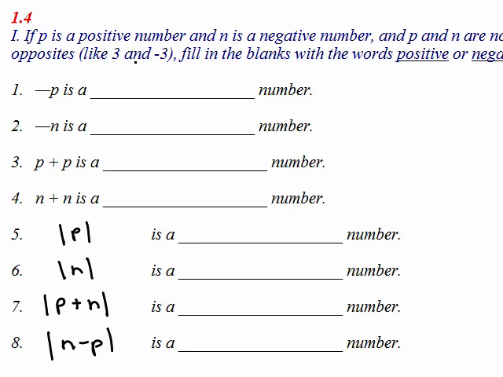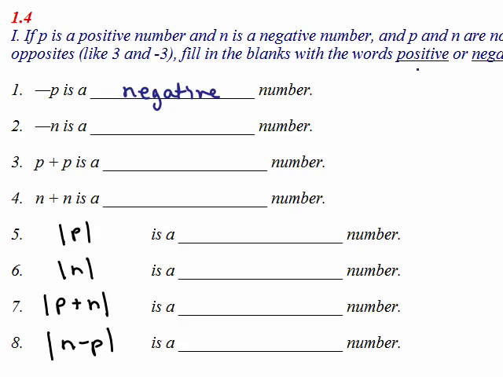So what you want to think about here is, if you have trouble with this, pick a number for P that's positive and pick a number for N that is negative, and see what happens if you do each of these things, whether the answer is positive or negative. So number 1 says negative P. Basically you have to read that as the opposite of a positive number, which should be a negative number.